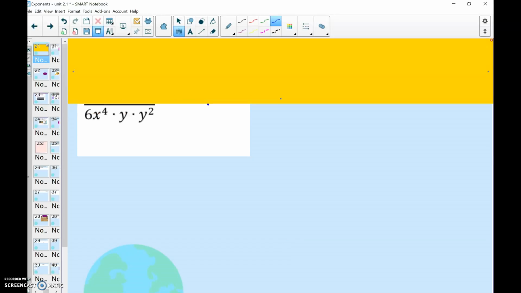Alright, so I dealt with the numerator. Now I'm going to do the same thing in the denominator. Again, just a 6 there, nothing else, so I'm just going to rewrite it off to the side. X to the 4th, there's no other x's here, so I can just rewrite that as well. And then I have y to the first power, because it's by itself, times y to the second power. Well, if I combine all those together, I get y to the third power. So that's my answer on the bottom.